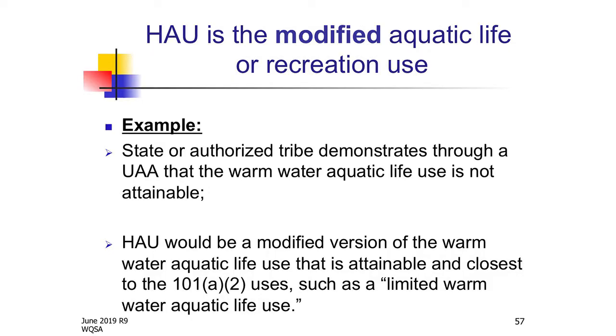Highest attainable use is the modified aquatic life or recreation use. The example is that a state or authorized tribe demonstrates through a UAA that the warm water aquatic life use is not attainable. The highest attainable use would be a modified version of the warm water aquatic life use that is attainable and closest to the 101(a)(2) uses, such as a limited warm water aquatic life use.